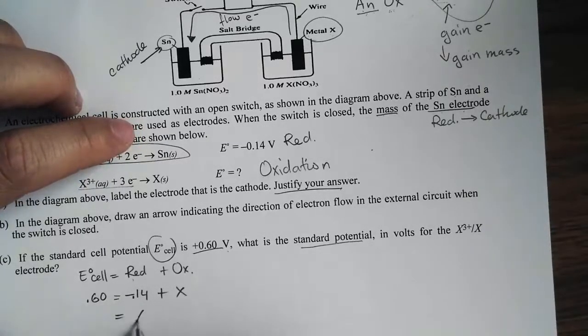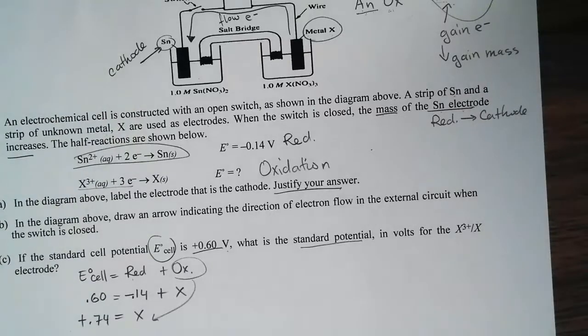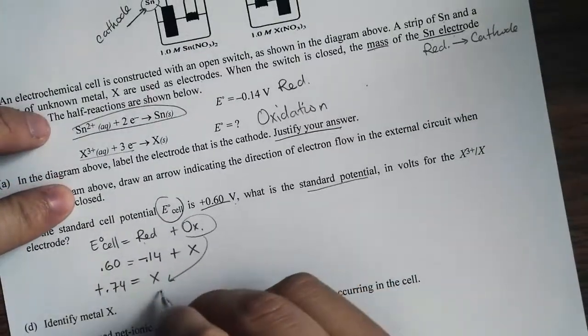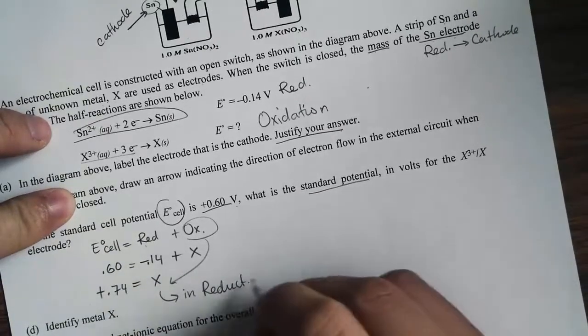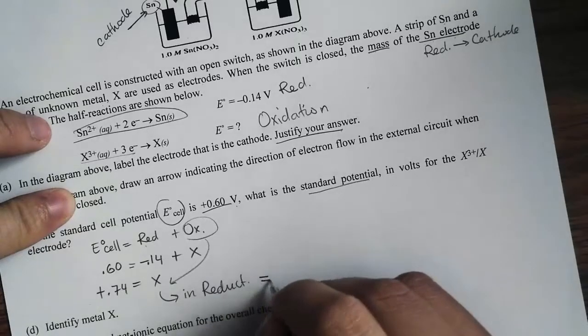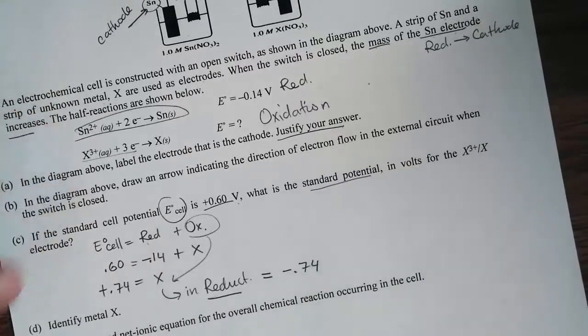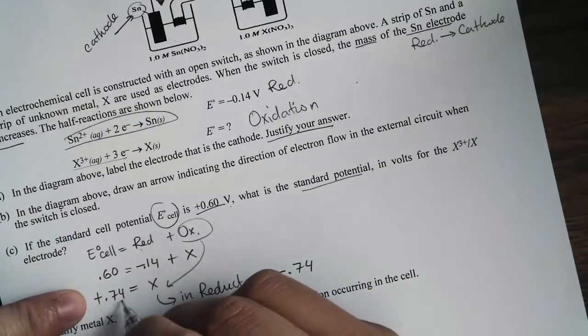Can we solve for X? Of course. X is equal to, we bring this over, positive 0.74. But again, this is oxidation. So when we express X in terms of reduction, we would have negative 0.74. Okay, so that's for the reduction form. But in terms of oxidation, it will be positive 0.74.